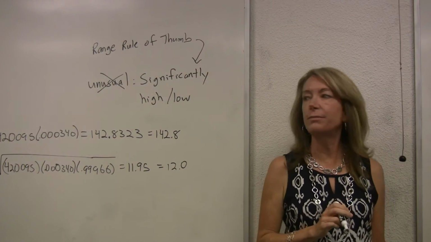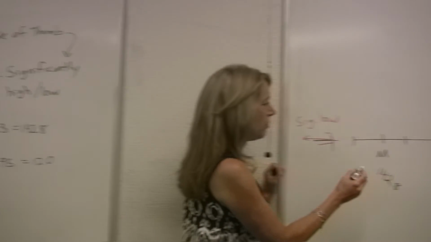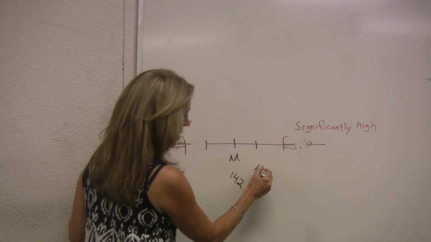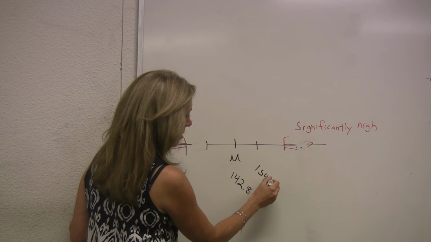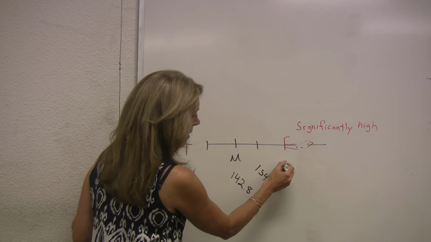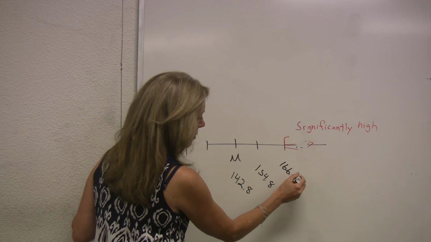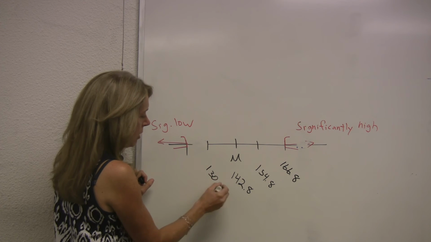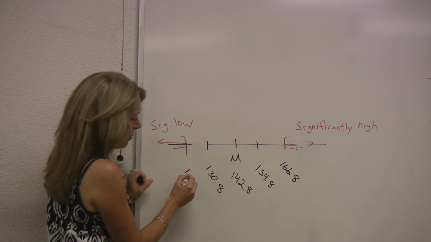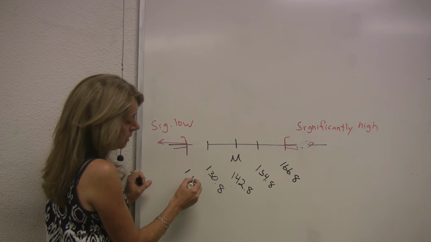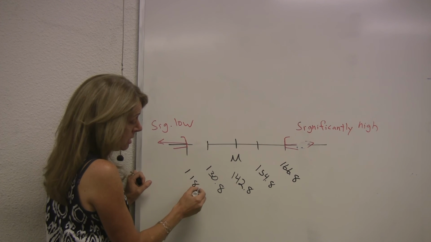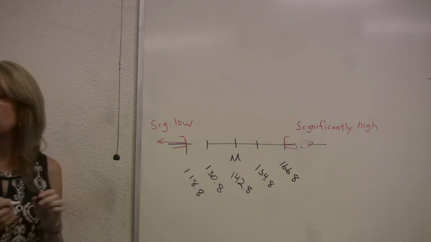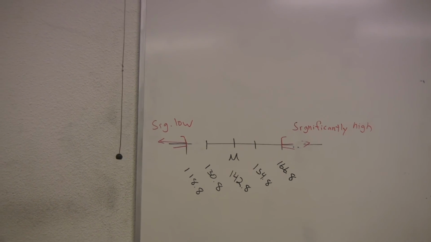I'm rounding those. So if I add 12, that will be 154.8. If I add 12 again, that'll be 166.8. And if I subtract 12, I get 130.8. And if I subtract 12 again, 118. I think. Close enough.